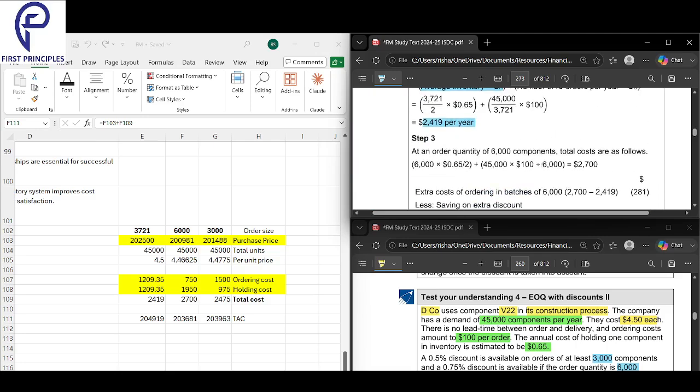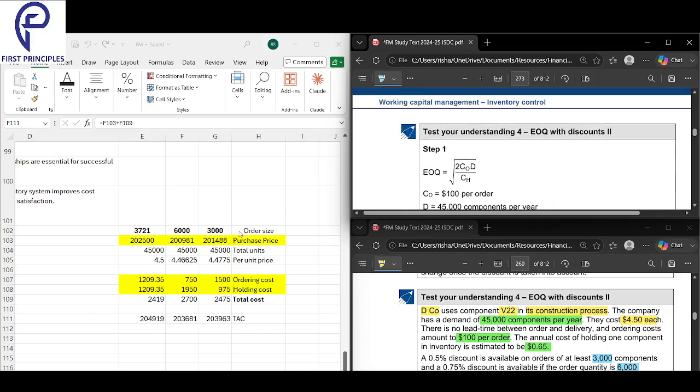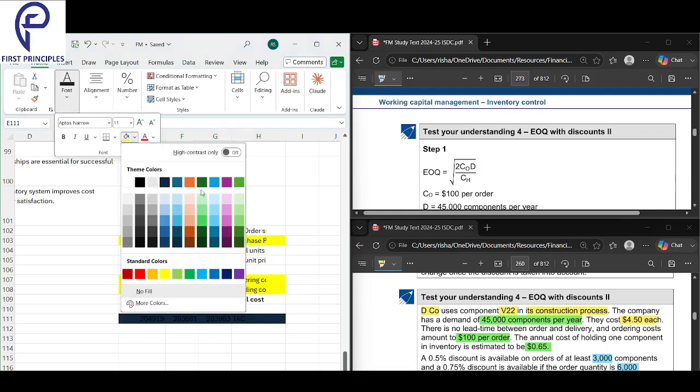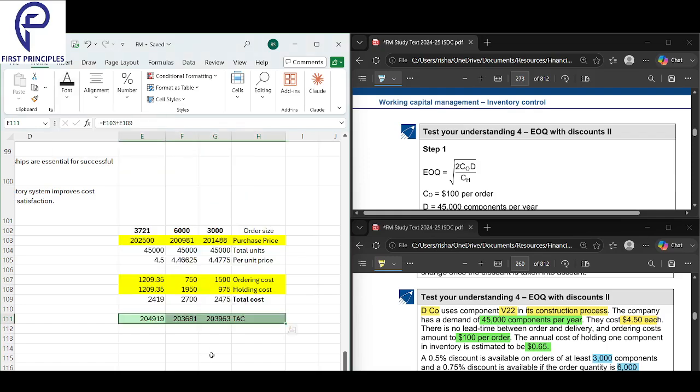What we have done is find the total purchase price, total ordering cost, and total holding cost, and just add them to find the total annual cost. Wherever the total annual cost is the cheapest, we go for that. My purchase price was 4.5 here, and here it was 4.475. Yes, that discount is reflected over here, and then we have our ordering and holding cost.